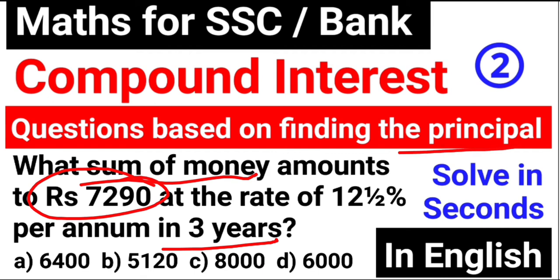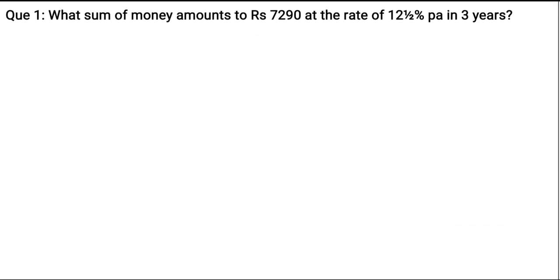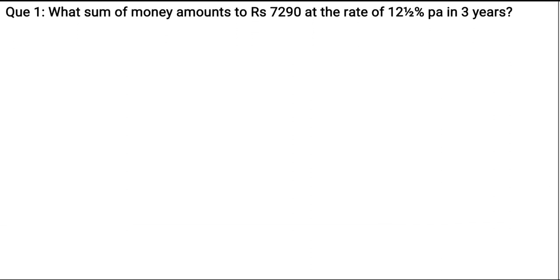In this particular video, we will discuss these kinds of questions in which you have to find the principal. As always, our focus will be on solving questions in around 5 seconds. So let's start. First of all, we have this question. What sum of money amounts to this at the rate of 12.5% per annum in 3 years? The most important thing here is the rate, 12.5%.